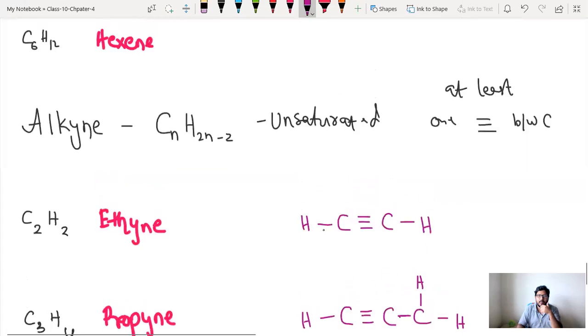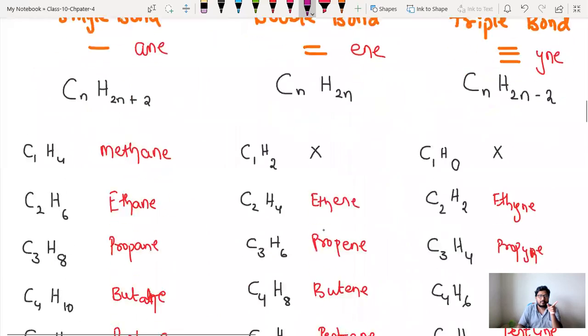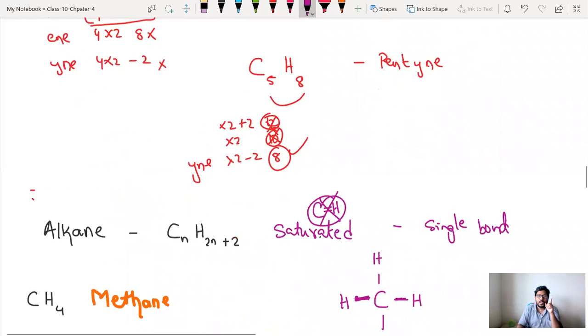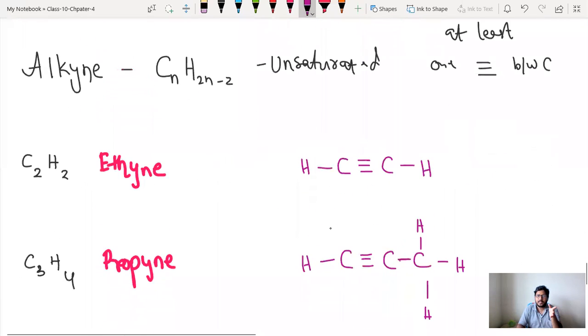So in this lecture we have learnt how to name saturated and unsaturated hydrocarbons, how to write chemical formulas, how to represent them, and how to draw structures. That's it in this lecture.